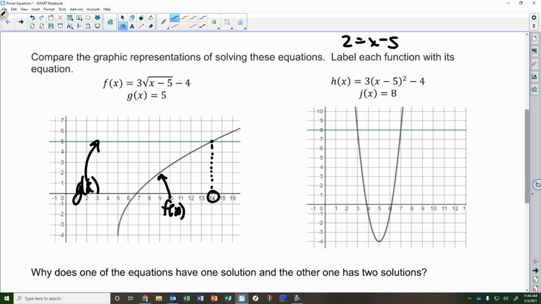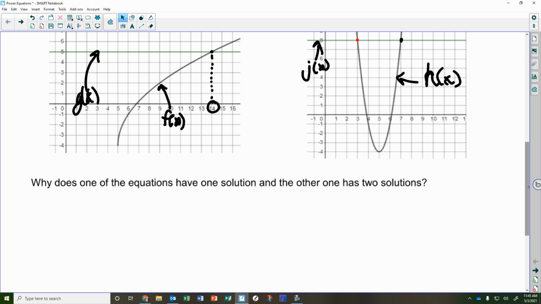Okay? And then you got the parabola. So this here is j of x, because that equals 8. And of course, this is the parabola, h of x. All right, and we had 7 as a possible answer, which is this. And if you notice, it does intersect here, but that's not one of the solutions, so that's got to be extraneous. And that's what we're going to talk about down below here.